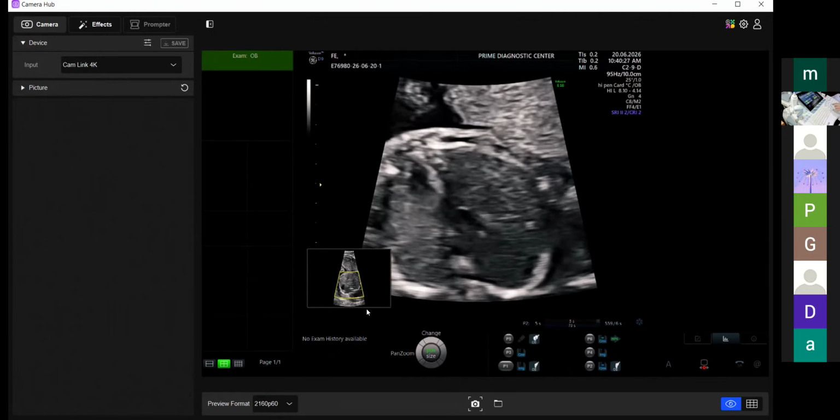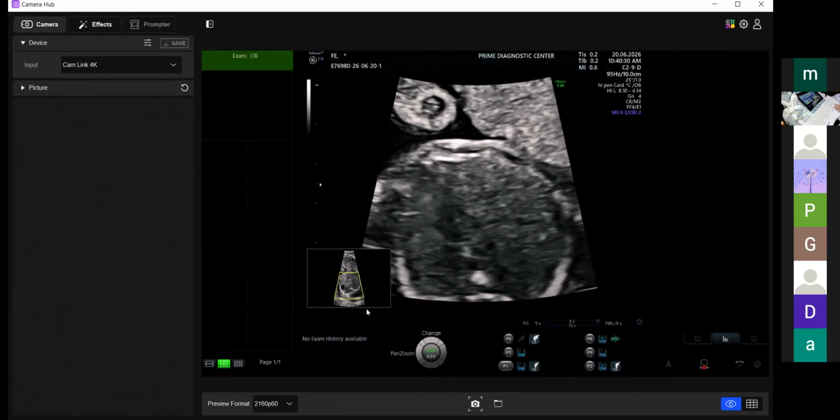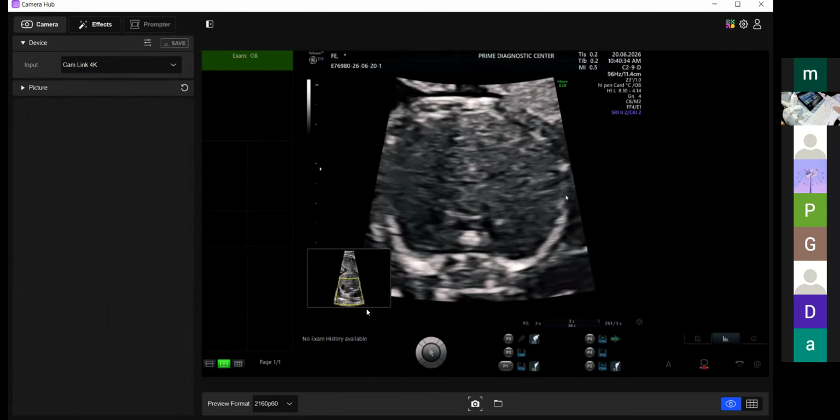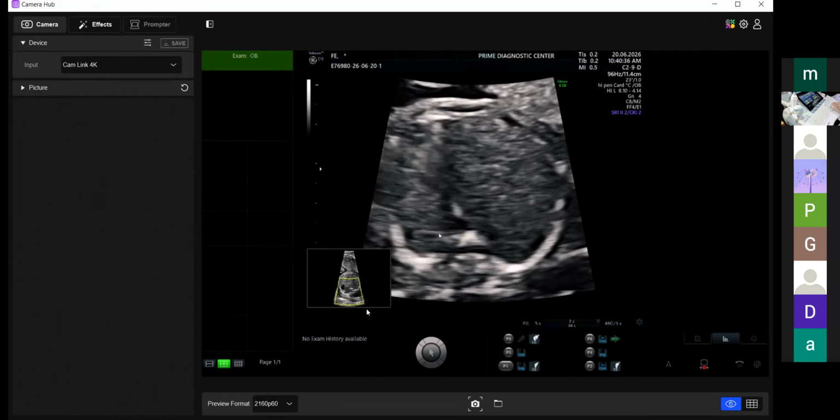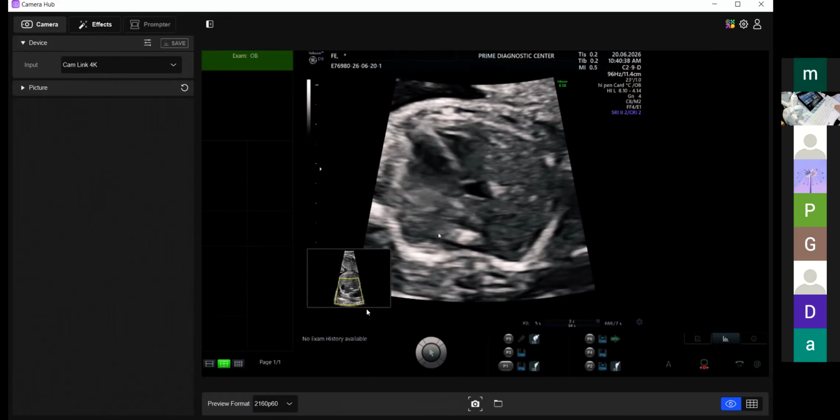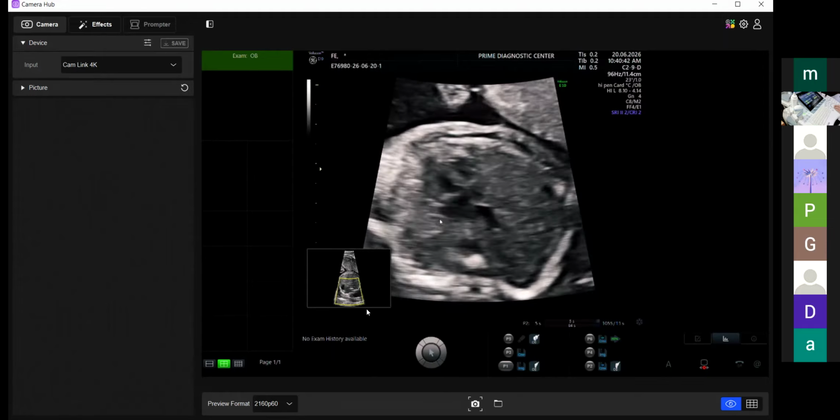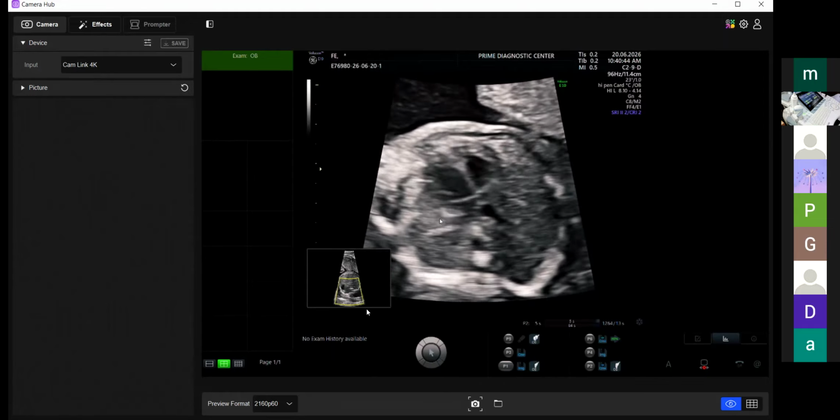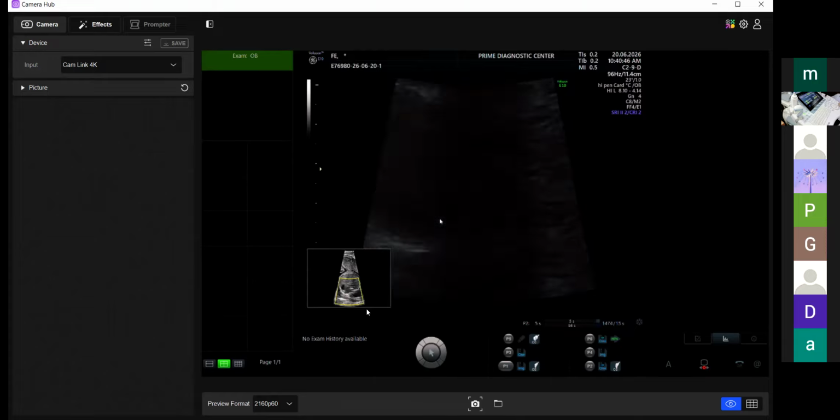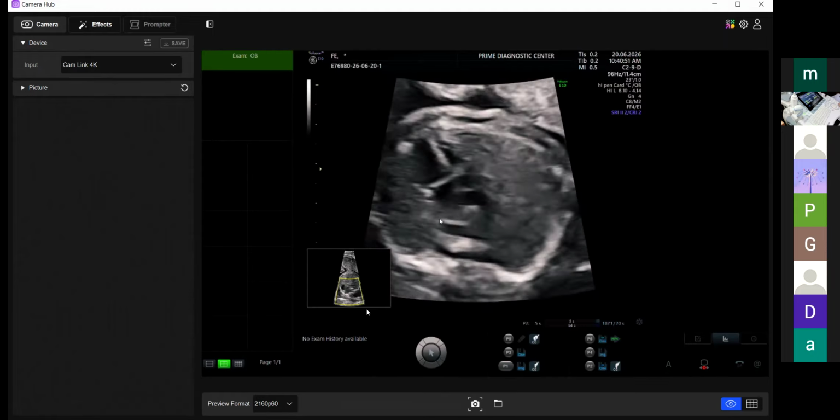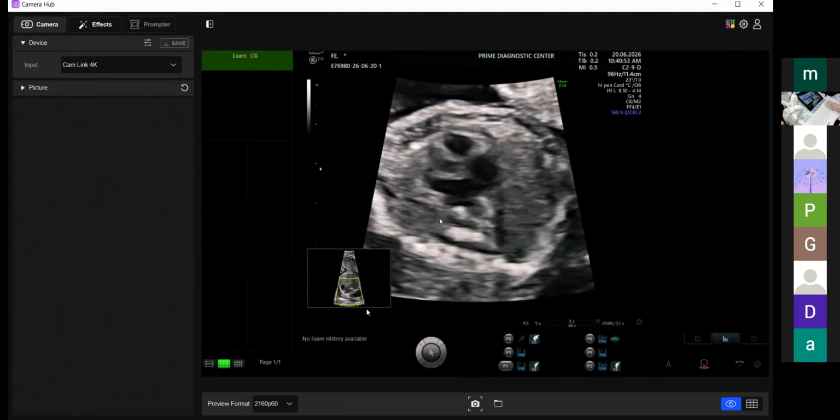For a good cross section, you have to have the entire ribs seen properly, and that proves that you are on the proper cross section. As the heart is horizontal in the fetus, you'll get a four-chamber view here. Not a very nice four-chamber view, but we'll try from a little different angle. Yeah, so that's okay.